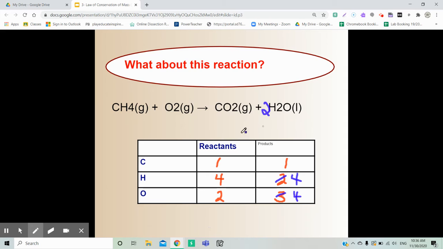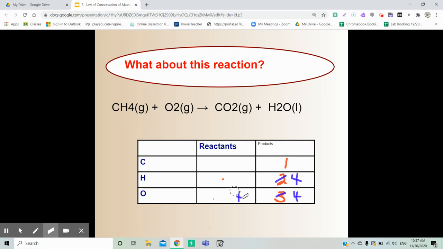So that's 4. The nice thing about that is it makes my life a little bit easier on the reactant side because now I want 4 on this side. I just put a 2 right here. And now I'm balanced. I have 1 carbon on each side, 4 hydrogens on each side, and 4 oxygens on each side. So that is the idea of conservation. What goes in on one side has to come out on the other.